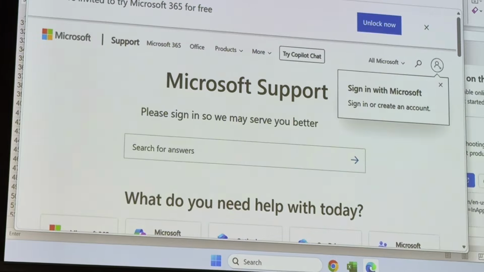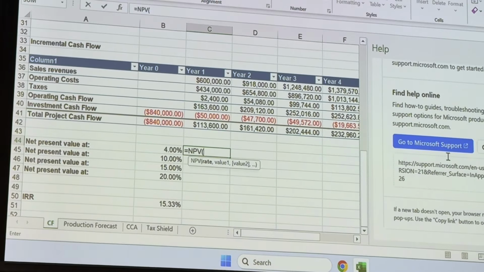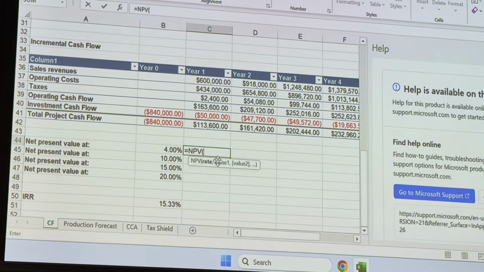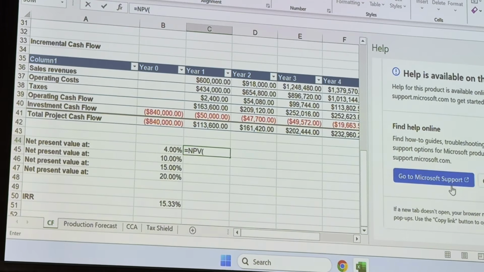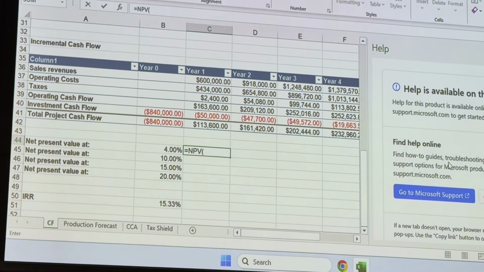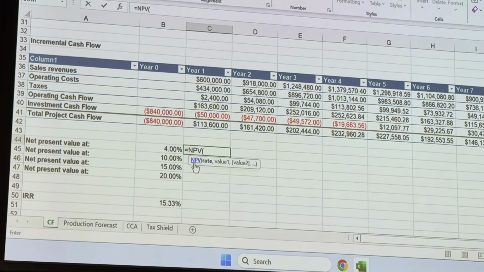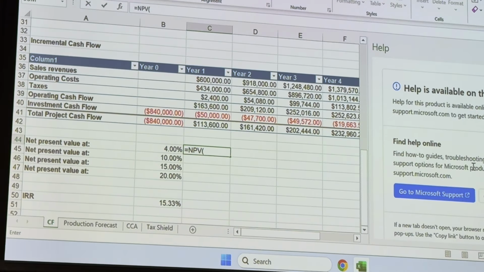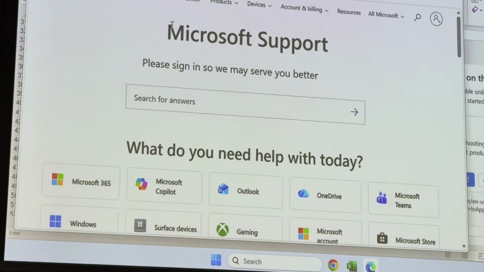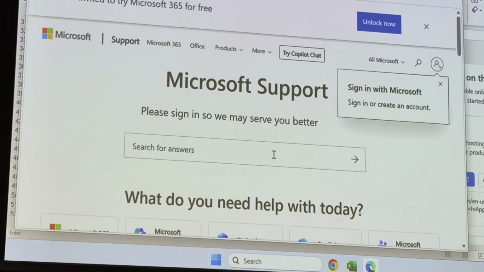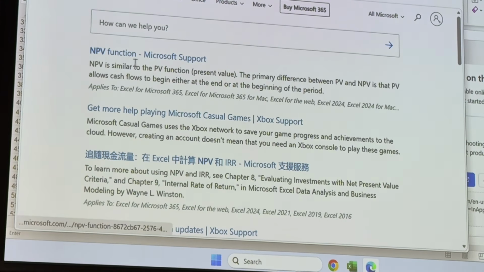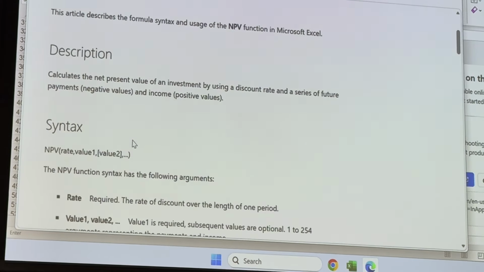Oh, what happened? It usually works. I don't know what happened here. Anyhow, normally if you click on this, the help function would tell you how the NPV version works. So maybe I'll try here. NPV function, there you go. Okay.